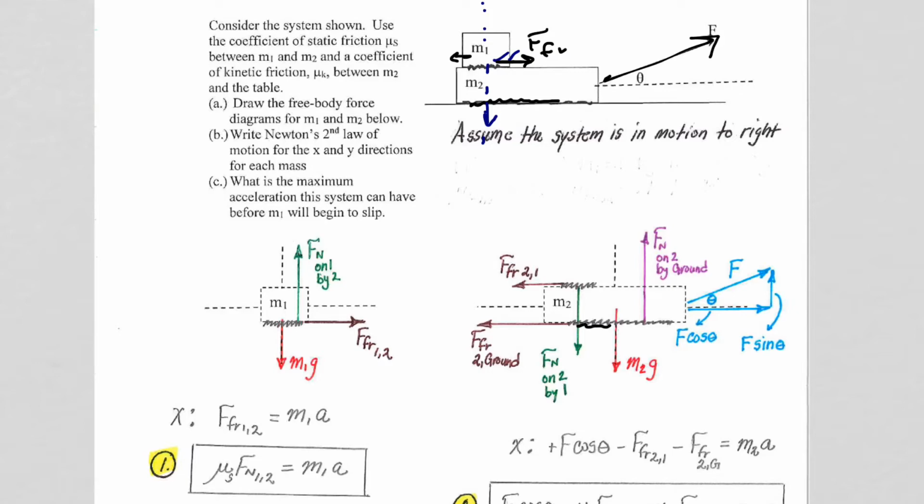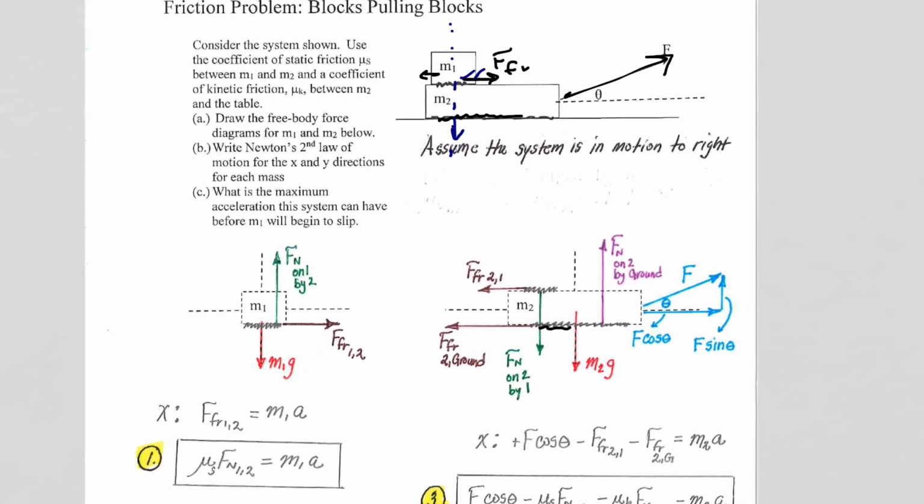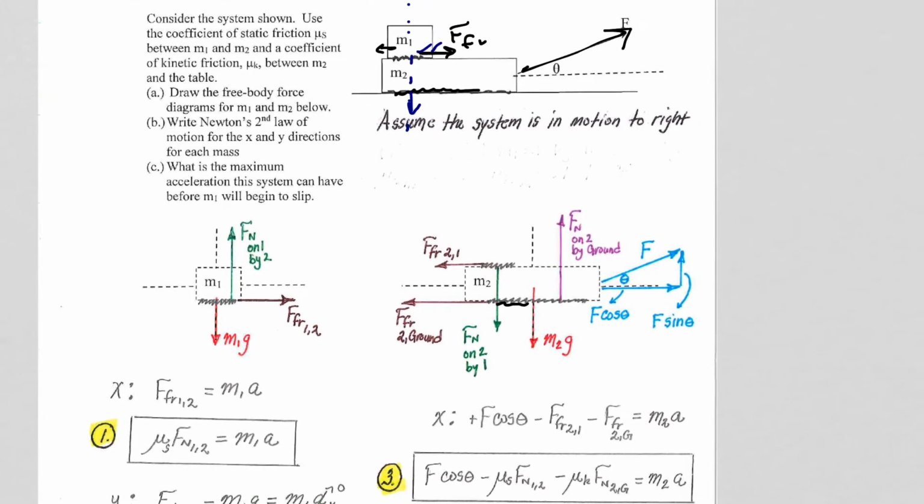So if we use our ons and bys a little bit, it certainly will help us out. So I'm going to erase some of this up here for the moment. And now let's look at M2. Well, we definitely have gravity, M2g, pulling down on mass 2.